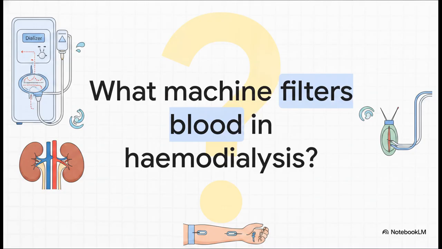Let's check your memory on that highly testable vocabulary word. In hemodialysis, the machine used to filter blood is called A dialyzer, B, ventilator, C.